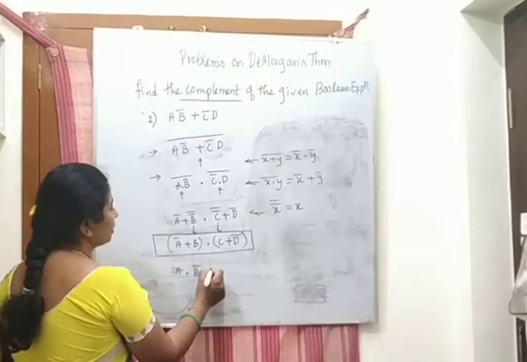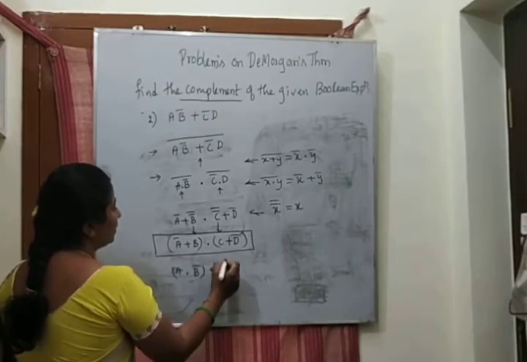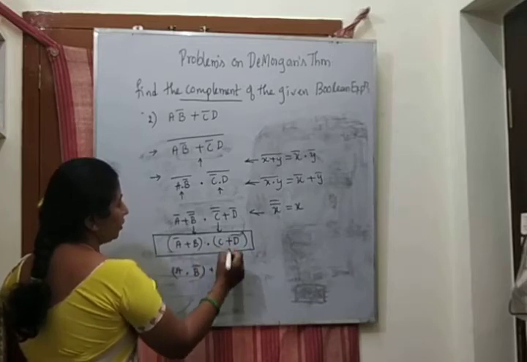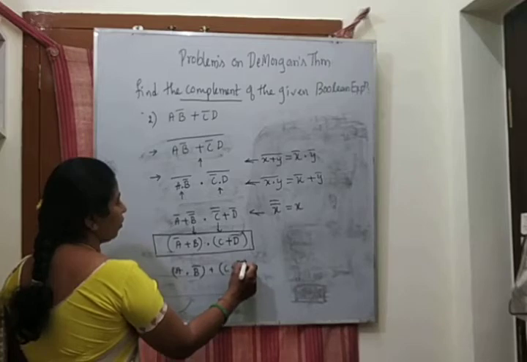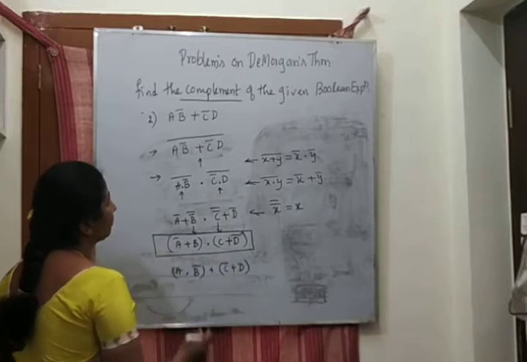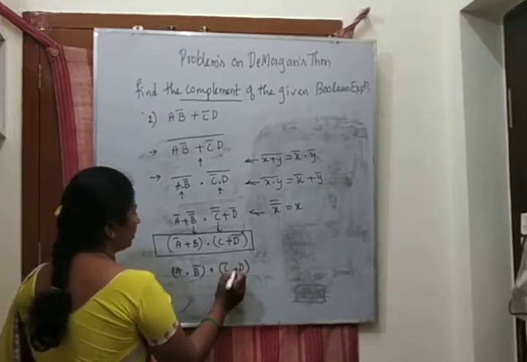This plus was changed to dot. Then C doesn't have a complement, so a complement has been applied. Dot gets changed to plus. D gets a complement. D we don't have a complement, so we got the complementation for the D. Did you get it? So this is dot.